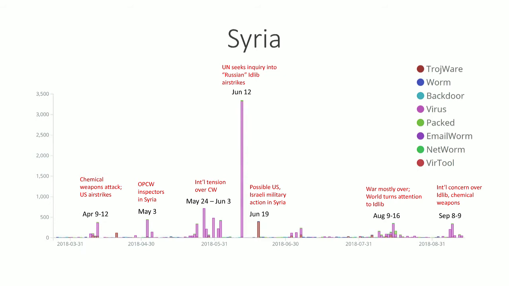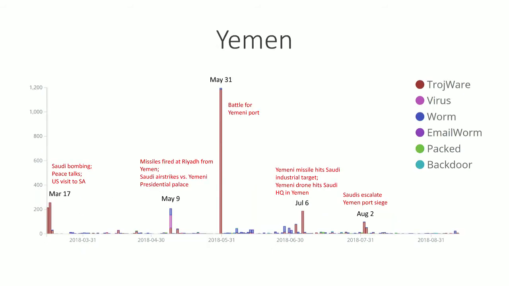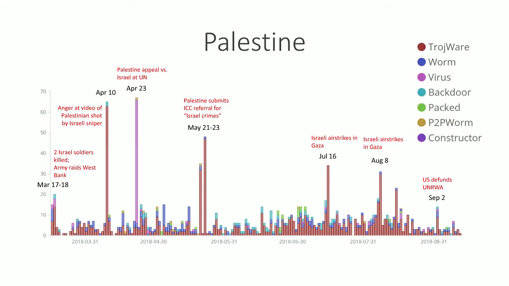And so it's when things get international in nature, and of course everything in Syria is international, but let me show you other cases. Here in Yemen, you can see on May 9th, for example, missiles fired at Riyadh from Yemen, right? That would be a cause for major alarm in Saudi Arabia. Look at July 6th: Yemeni missile hits Saudi industrial target. These are things that would be magnets for malware in Yemen, because of the international nature of the event.